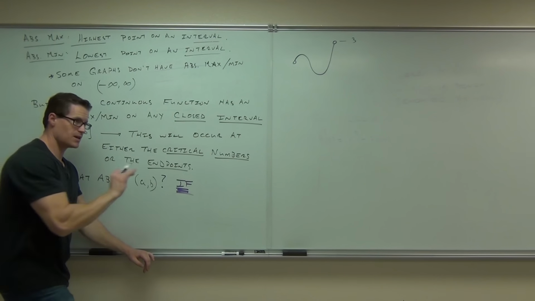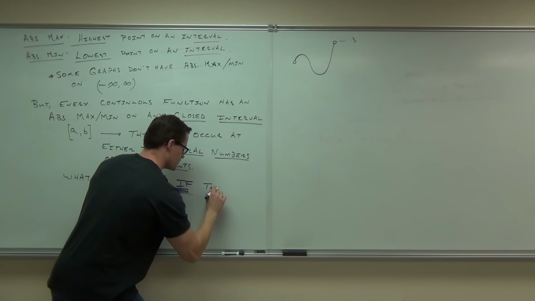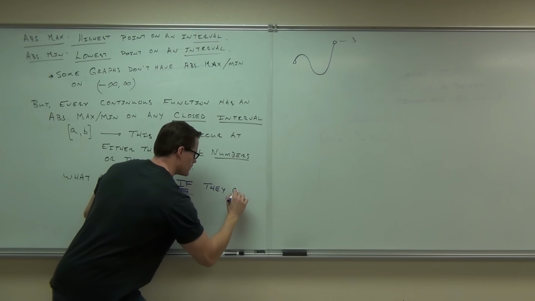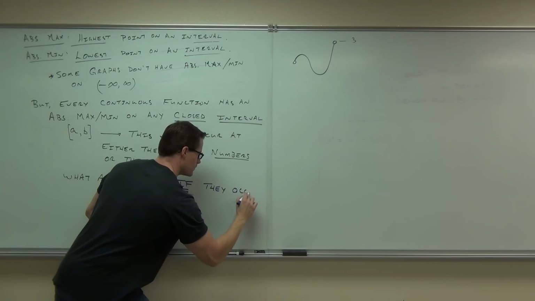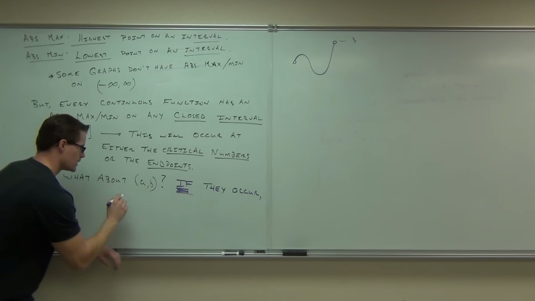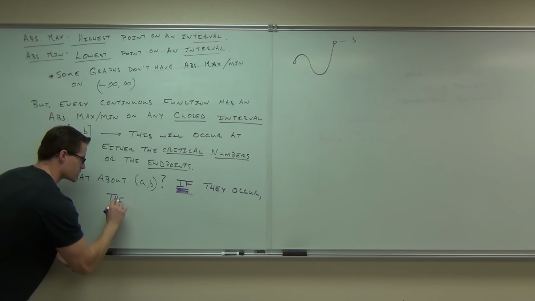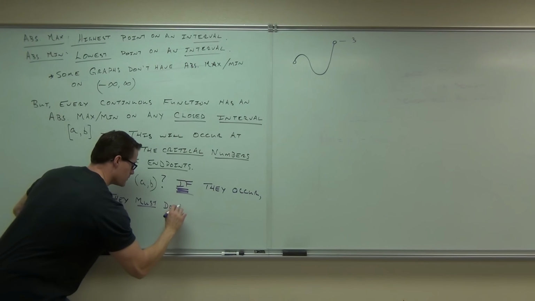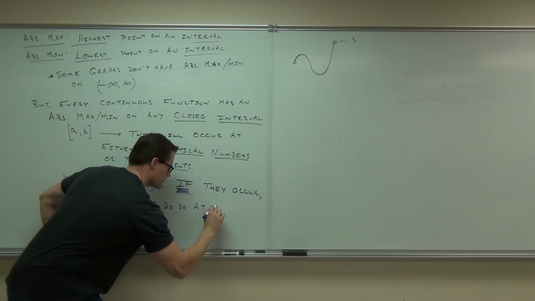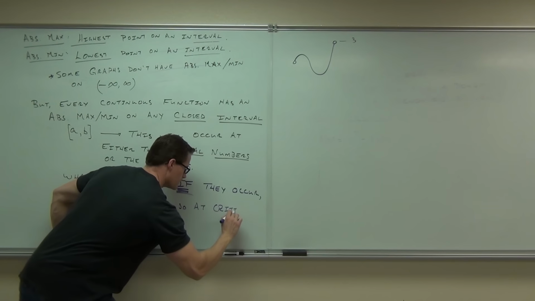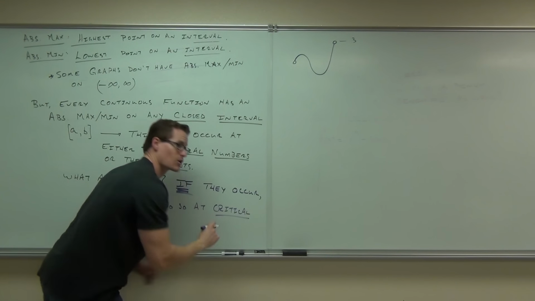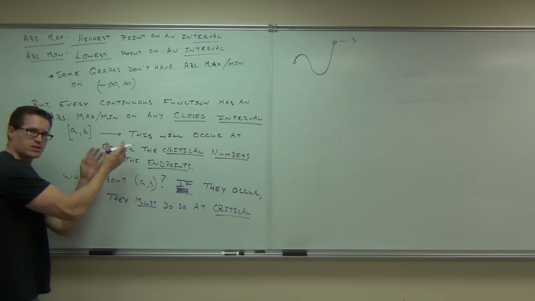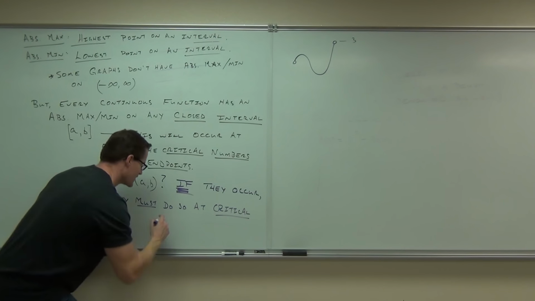If they occur, they do so at critical numbers, because there are no endpoints. Take away the endpoints here and they have to happen at critical numbers.